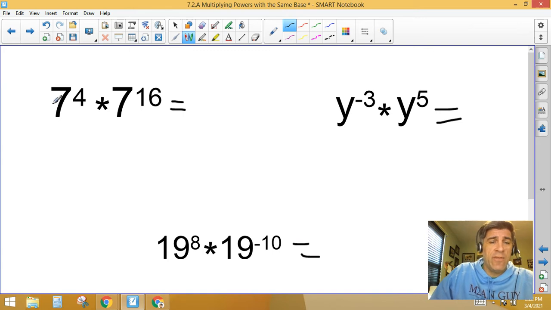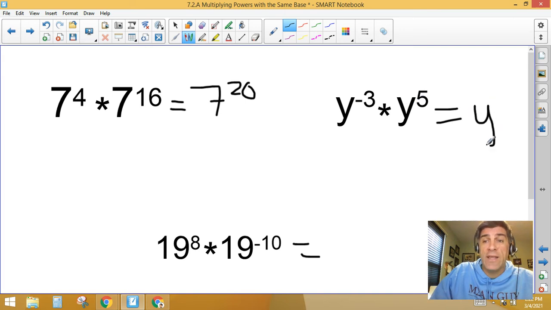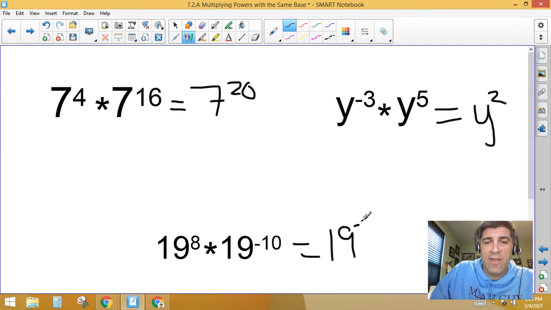All right, let's take a look at an example here. 7 to the 4 times 7 to the 16th, that'll be 7 to the 20th. What about y to the negative 3rd times y to the 5th? That'll give me, y stays the base. What's my exponent? Good, it should just be a 2. And the last example, 19 to the 8th times 19 to the negative 10th. What's that one going to be? That gives me 19 to the negative 2nd.